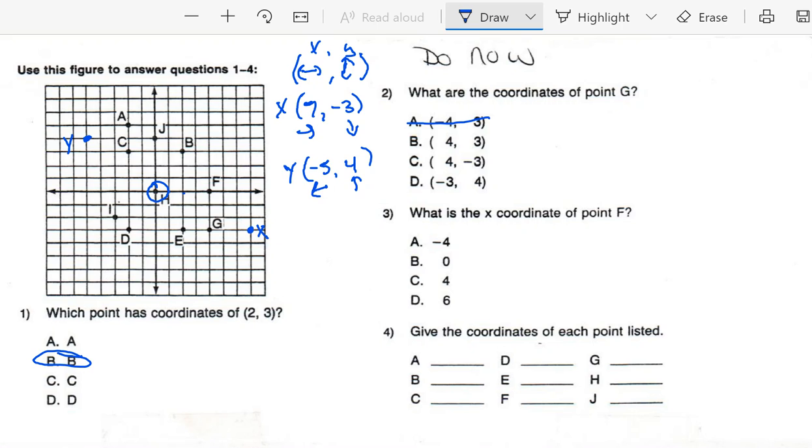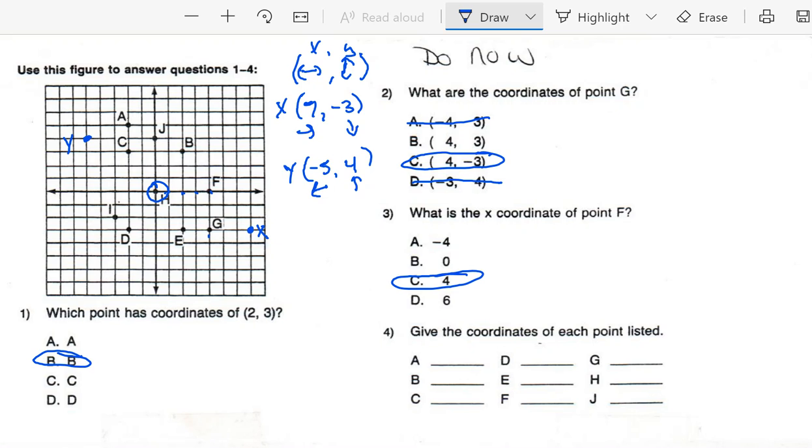So this is out and this is out. And then we're going 3 down. So it's going to be C. When we go down, it's a negative. For the next one, number 3, it says, what's the x coordinate of point F? For point F, it's 1, 2, 3, 4 to the right. So it's going to be a positive 4.